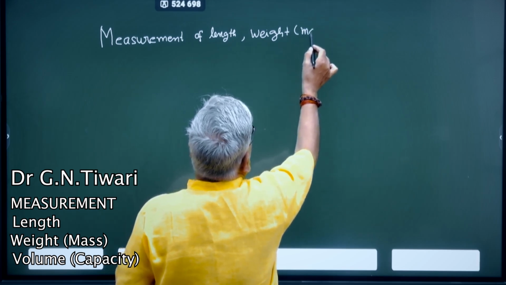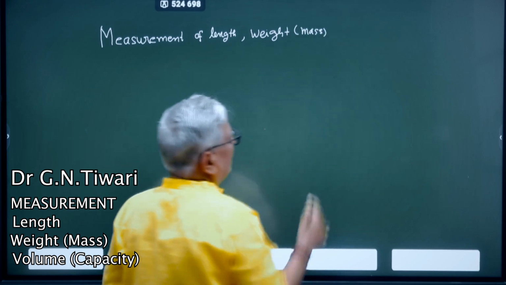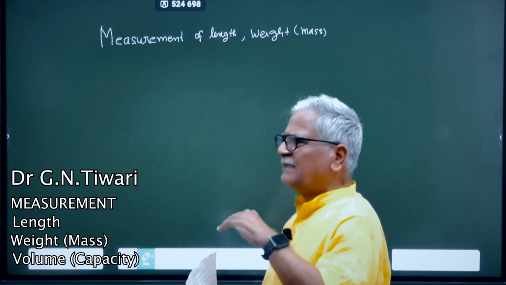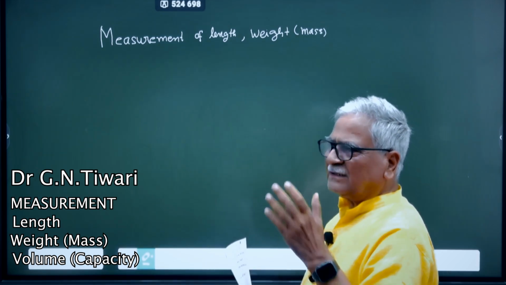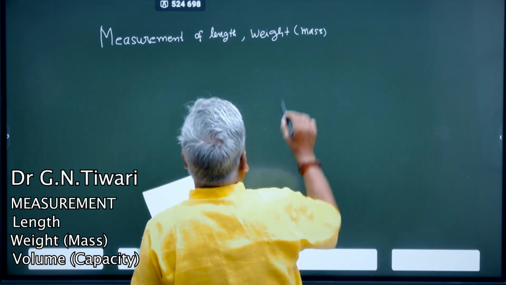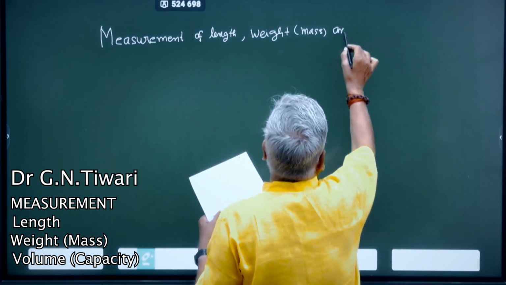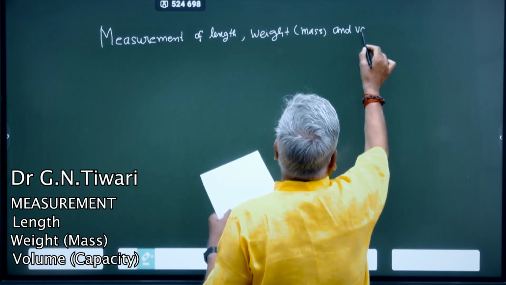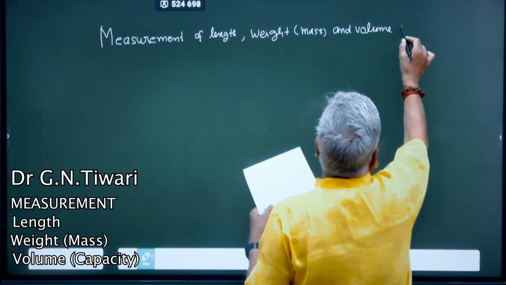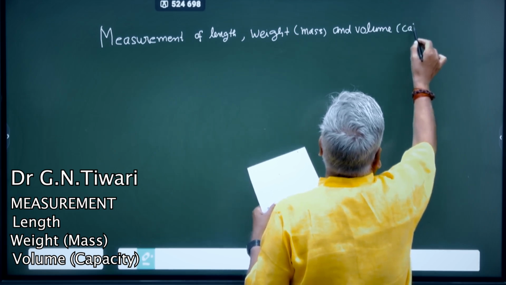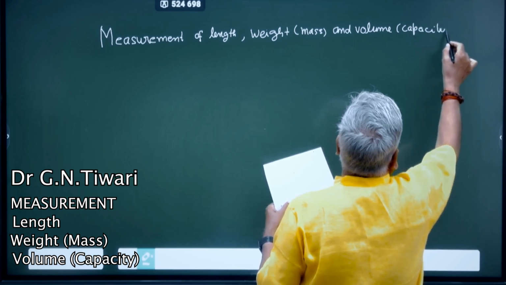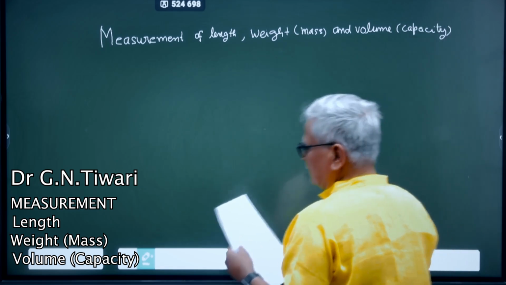At this stage, the students should be told that weight and mass are different. But when they go to higher classes, they will understand the difference between weight, mass and volume. Generally, in the book it is written capacity. So here you can also say that capacity and volume are the same.